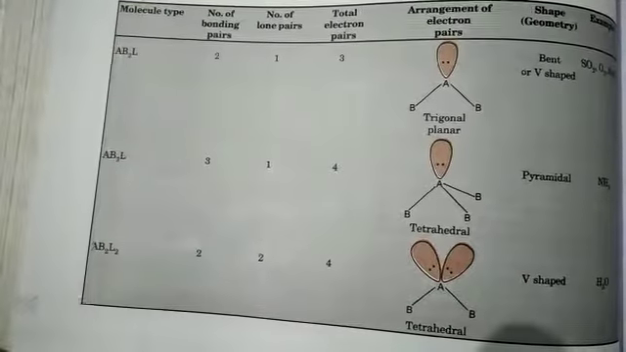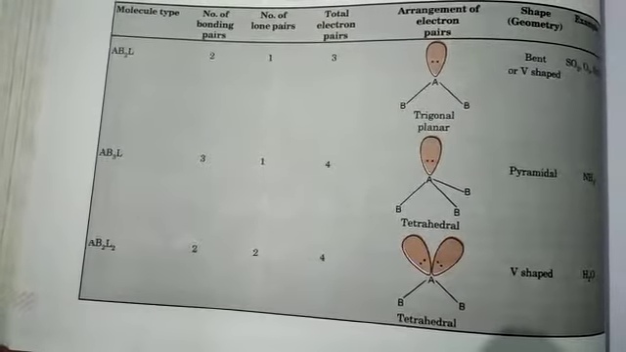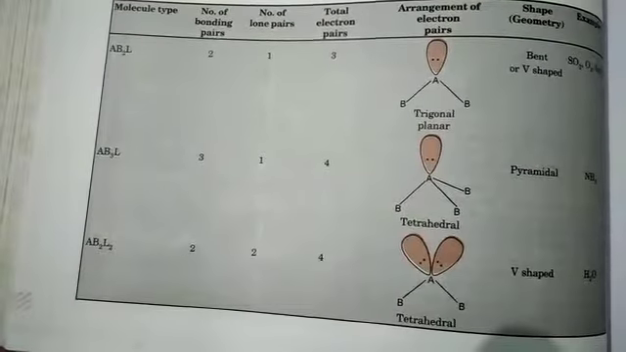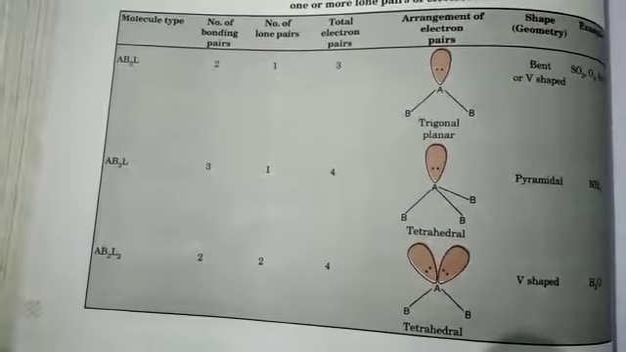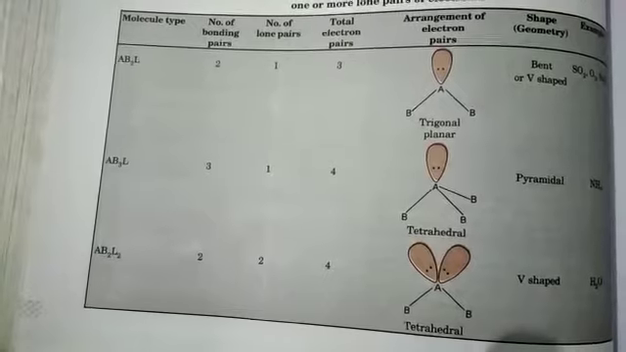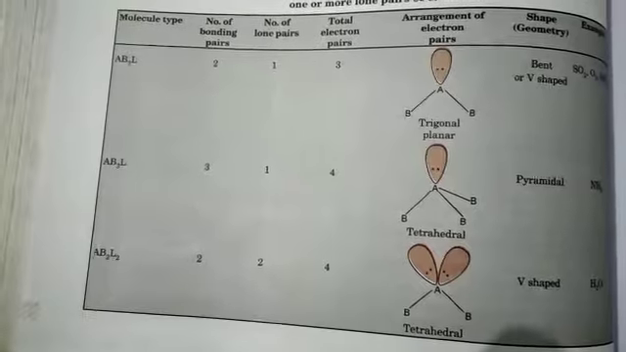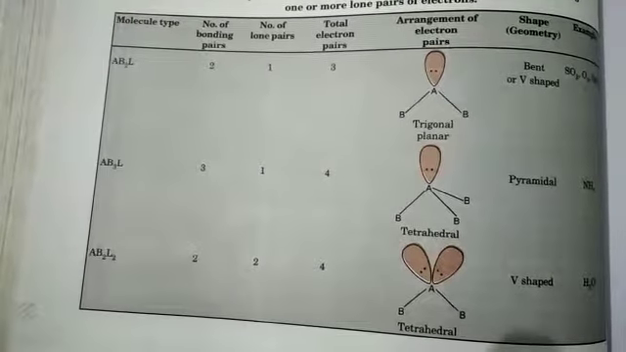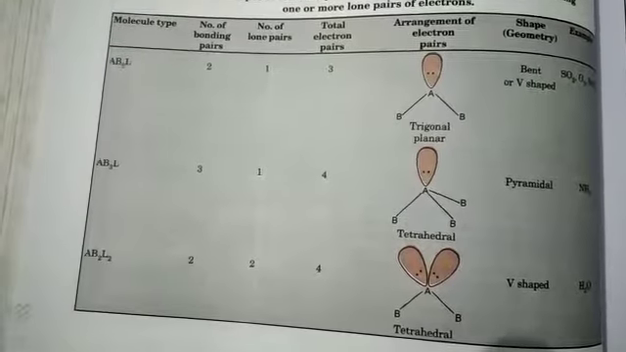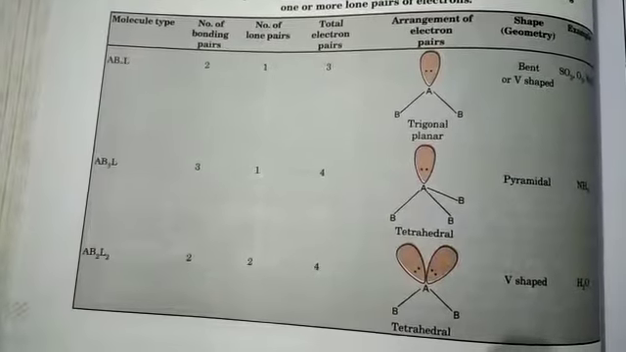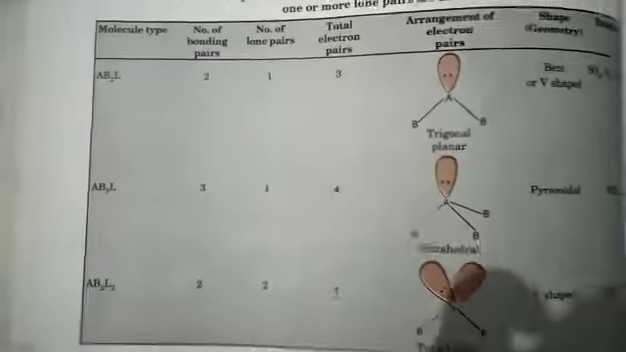In the earlier table of molecular shapes, we had studied the shapes of molecules when there are only bond pairs. Now in this video we are going to discuss how the presence of lone pairs affects the shape of molecules, that is, how molecular shapes are affected when there are lone pairs along with the bond pairs. So now consider this table.